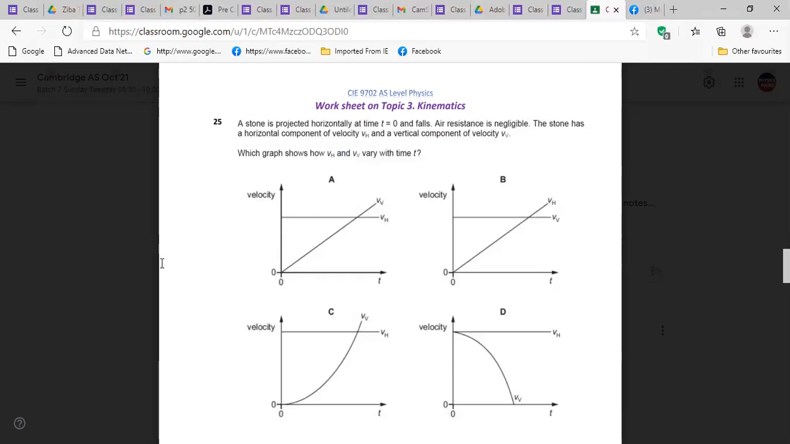So a stone is projected horizontally at time t equals 0. So it is about projectile motion, right? Yes, sir. It is the first condition where the projectile is thrown horizontally with some speed. Air resistance is negligible. The stone has a horizontal component of velocity vh. vh will remain always constant, right?